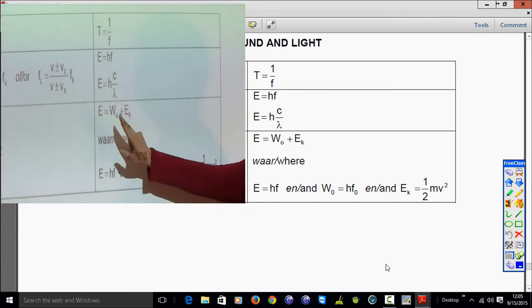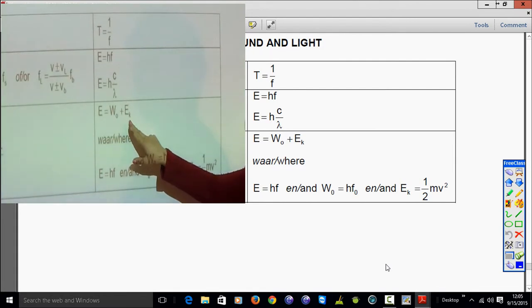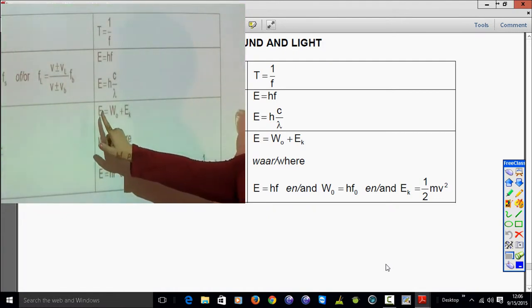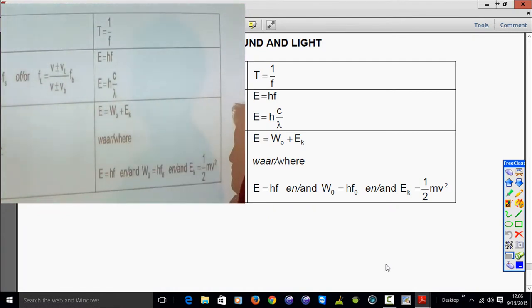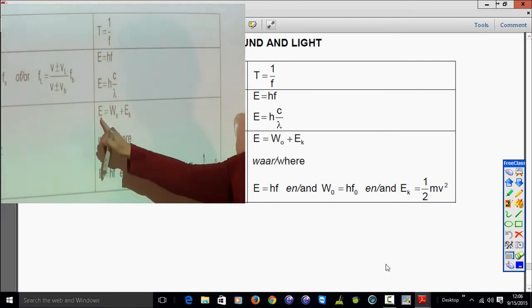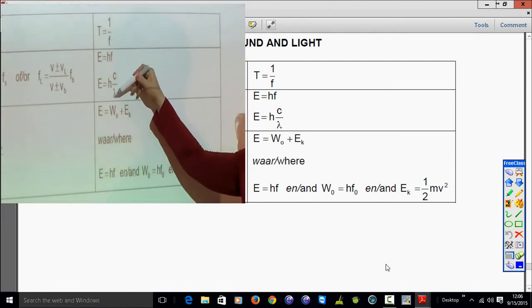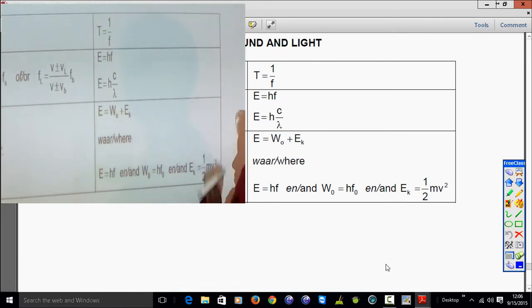E is work function plus kinetic energy. The speed of the electron is in there. This E, of course, is the energy of your light that falls onto your metal. But we don't have the energy as such. So we need to either change the frequency into energy or the wavelength. So we will also be needing that equation.